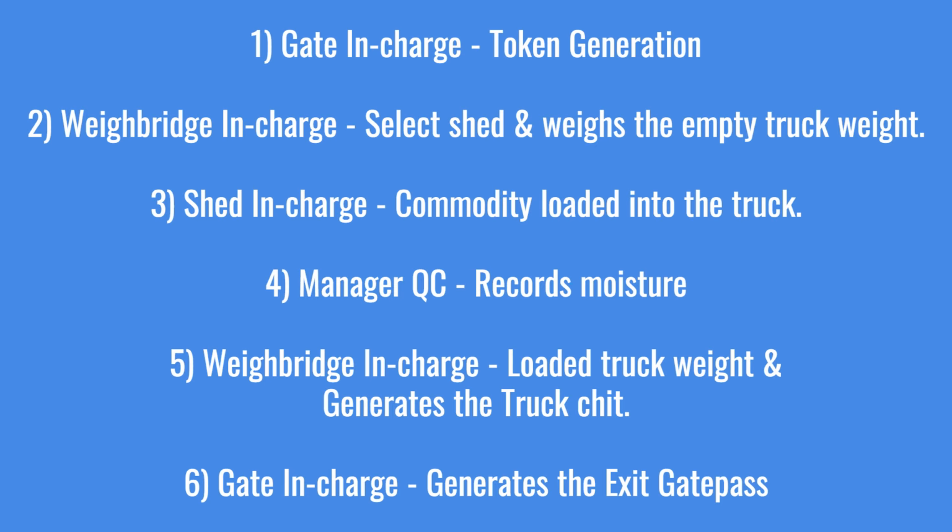The shed in charge loads the commodity to the truck. The manager QC captures the moisture parameter. The weighbridge in charge captures the out weight of the loaded truck and generates truck chit. Gate in charge generated the exit gate pass.